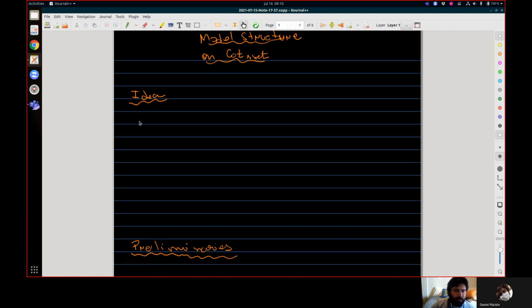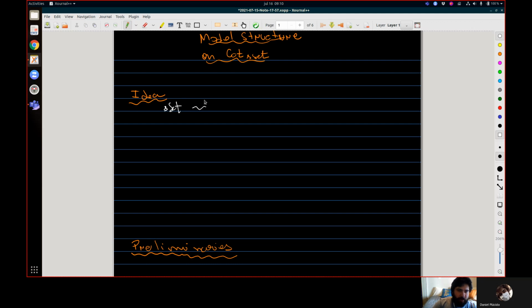So the idea: we know that Sset, the category of simplicial sets, has a full subcategory QCat of quasi-categories, which are a model for infinity categories. But this is not the only model we have for infinity categories.